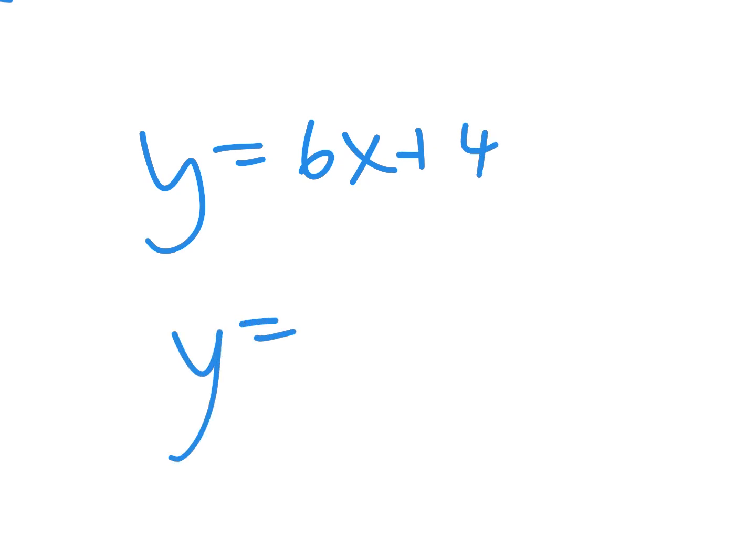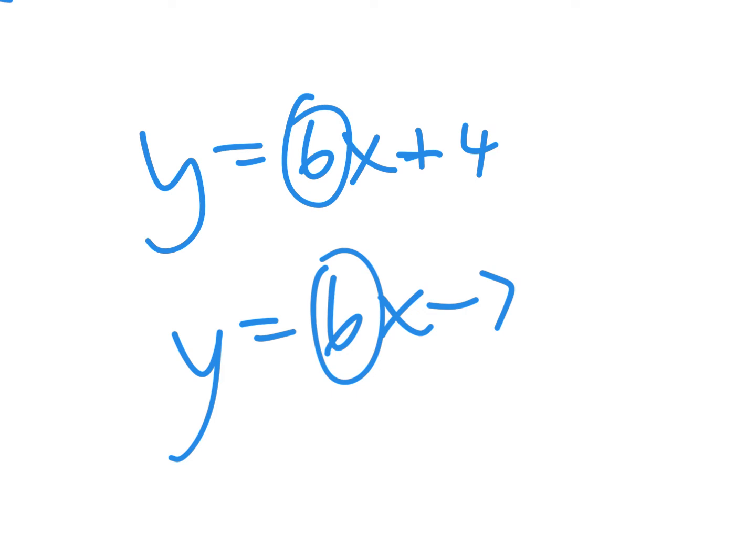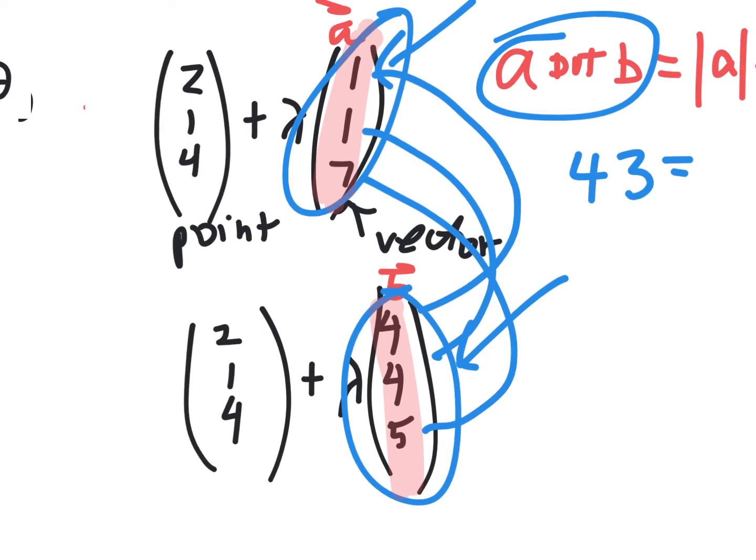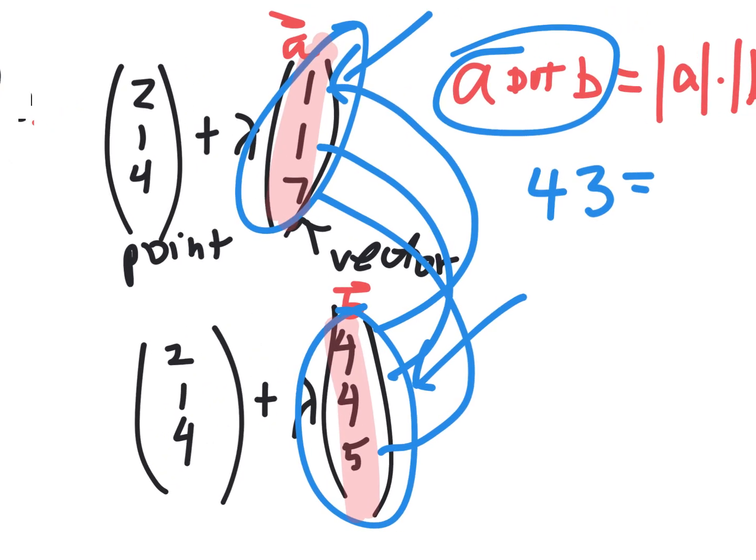Like let's say I had y equals 6x plus 4 and y equaled 6x minus 7. They both have a different y-intercept, but they have the same slope, so they are what? Say it if you know it. Parallel. If the slopes are the same, they're parallel. Same thing with vectors. If those two things that are highlighted are the same, then they're going to be parallel.